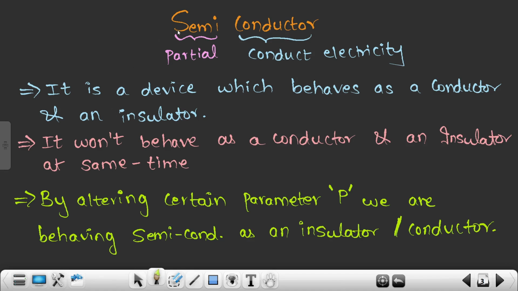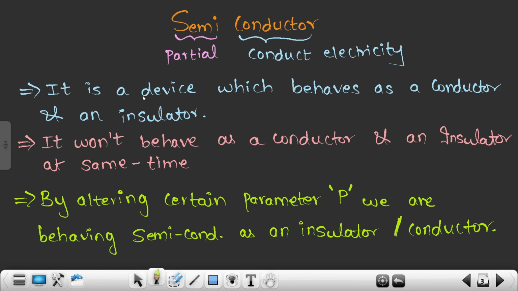We will quickly revise this particular point. What I did, I just wrote this particular word semiconductor. What is semi? Semi means partial. What is conductor? Which can conduct energy, right? Energy means electricity, since we are dealing with electronics. So it can partially conduct electricity. This is what semiconductor means. That means partially it is acting as an insulator too. If partially it is behaving as a conductor, then partially it is also acting as an insulator. That is the main idea over here.